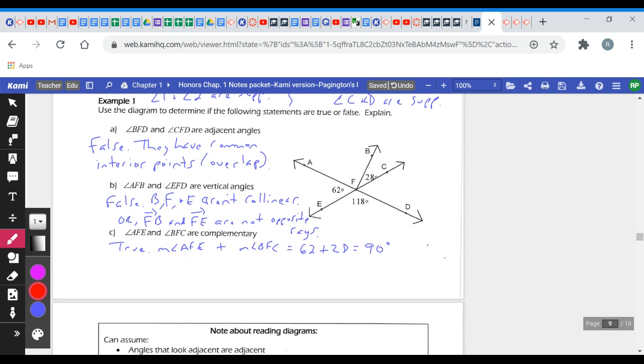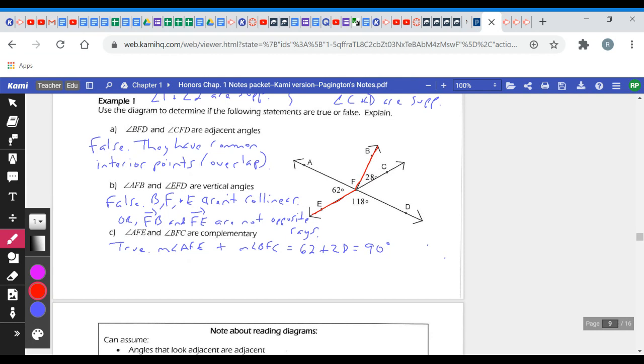Different ways you could explain that answer. If you look at B, F, and E, remember how we said vertical angles have to be formed by intersecting lines? Well, BF and E are not a straight line. Those points are not collinear or on the same line. So that's why it doesn't work. The AFD is fine. A, F, and D are all on the same line, but the B, F, and E is what makes it not work. But another way I could word it is I could say ray FB and ray FE are not opposite rays. So that's another option.